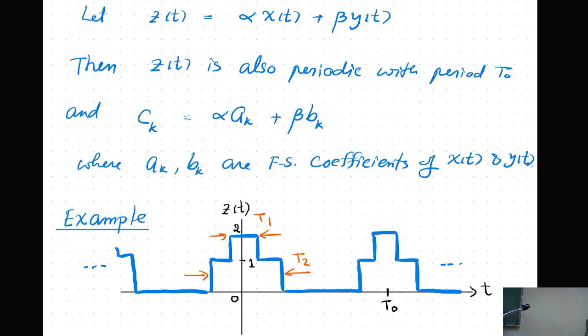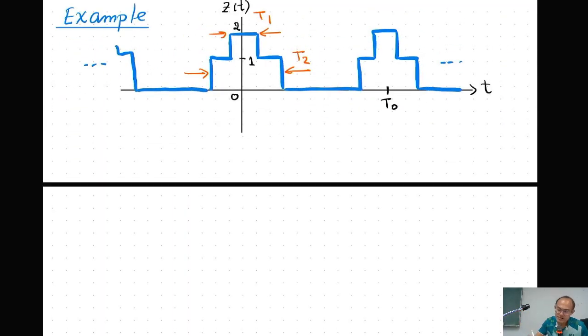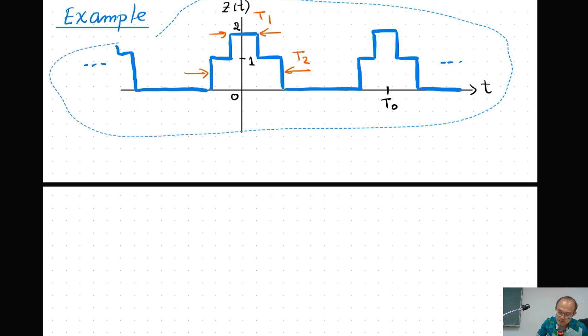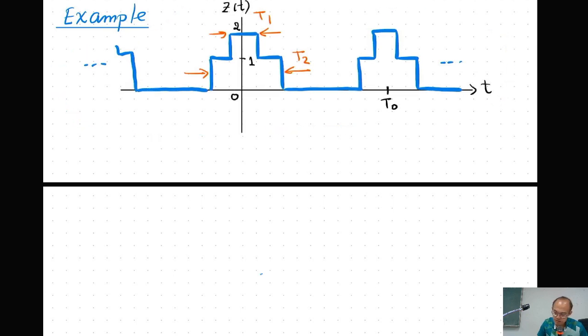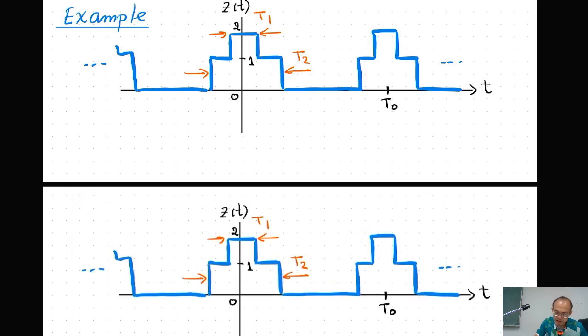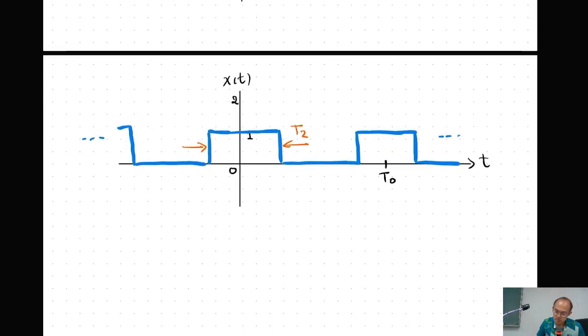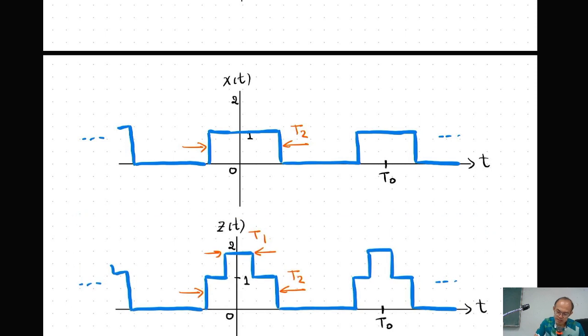So I can rewrite this. I'm going to call this x, and x is this. And y is this. This is y.